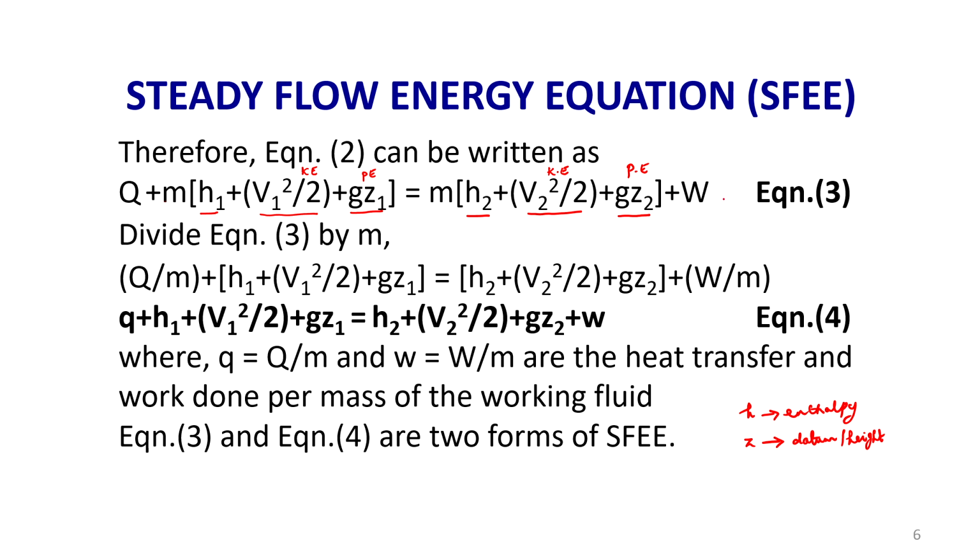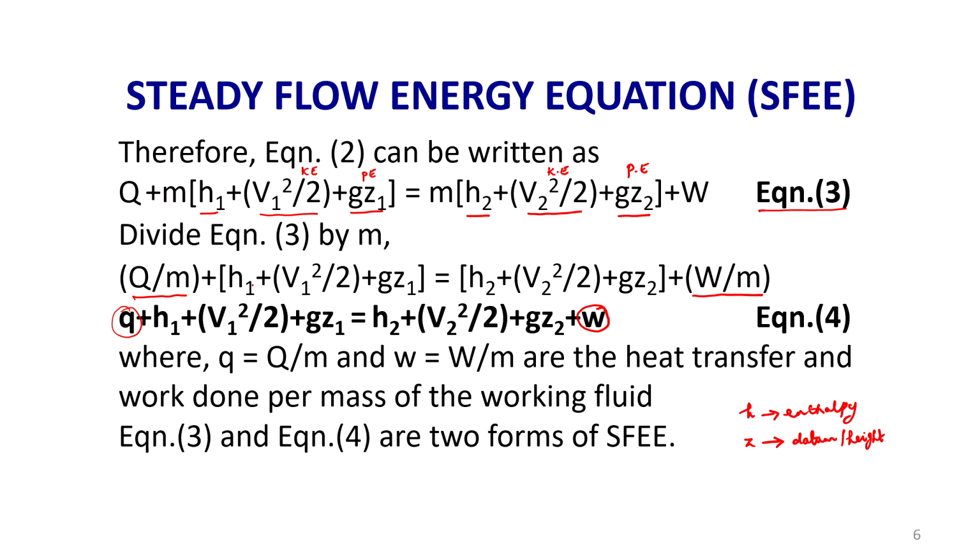Now, I have taken this as equation number 3. Divide this equation by m. So, here you will get Q by m, here you will get Q by m, this m term will get cancelled. Similarly, this m term will get cancelled, and here I will get W by m. So, dividing equation 3 by m, I am getting this term. This capital Q by m I am writing as small q, and capital W by m as small w.